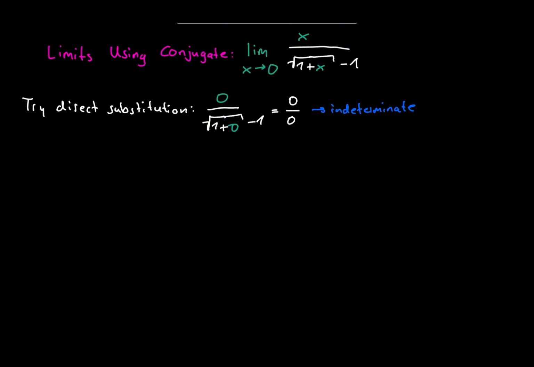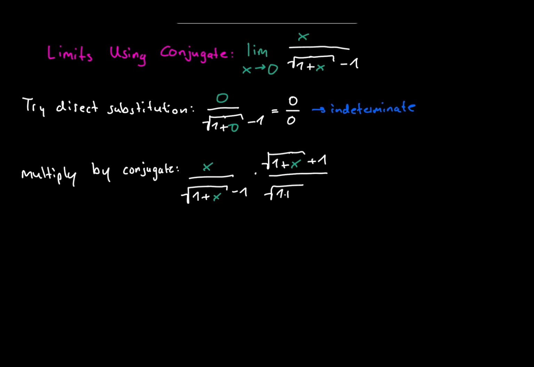Now here is the key observation. The square root is in the denominator. So instead of multiplying the numerator, we multiply the denominator by its conjugate. The conjugate of square root of 1 plus x minus 1 is the square root of 1 plus x plus 1. So we multiply the entire fraction by square root of 1 plus x plus 1 over square root of 1 plus x plus 1.